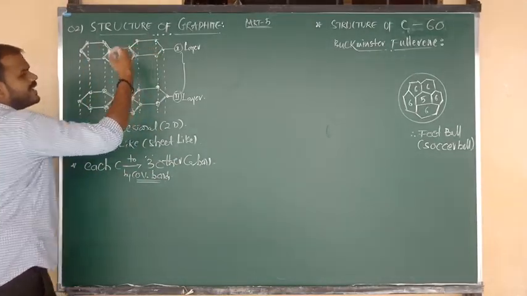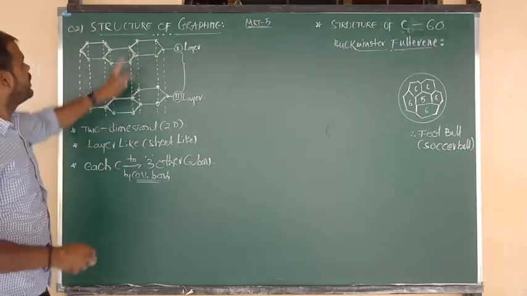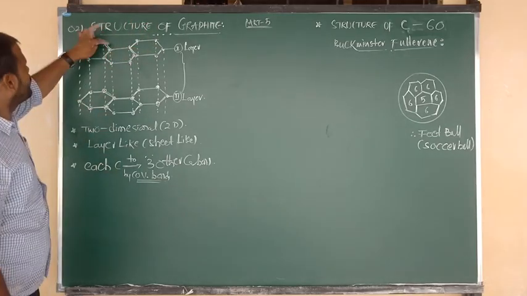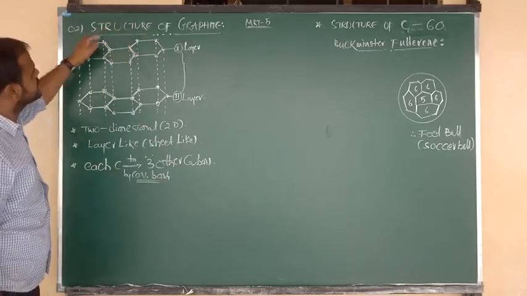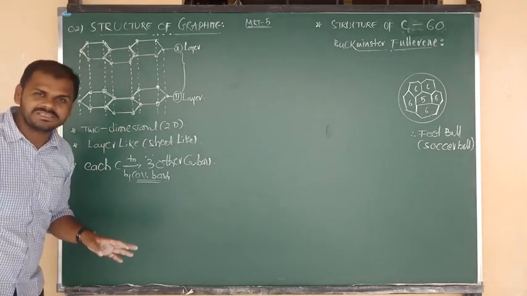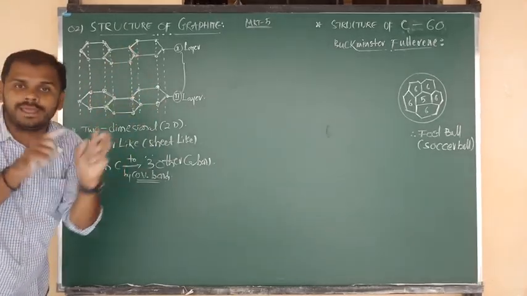We can say that it is hexagonal. It is also a 6-membered ring. Why are we saying 6-membered? 1, 2, 3, 4, 5, 6: six carbons are there. 1, 2, 3, 4, 5, 6: six carbons are there. This means all of these are hexagonal rings.